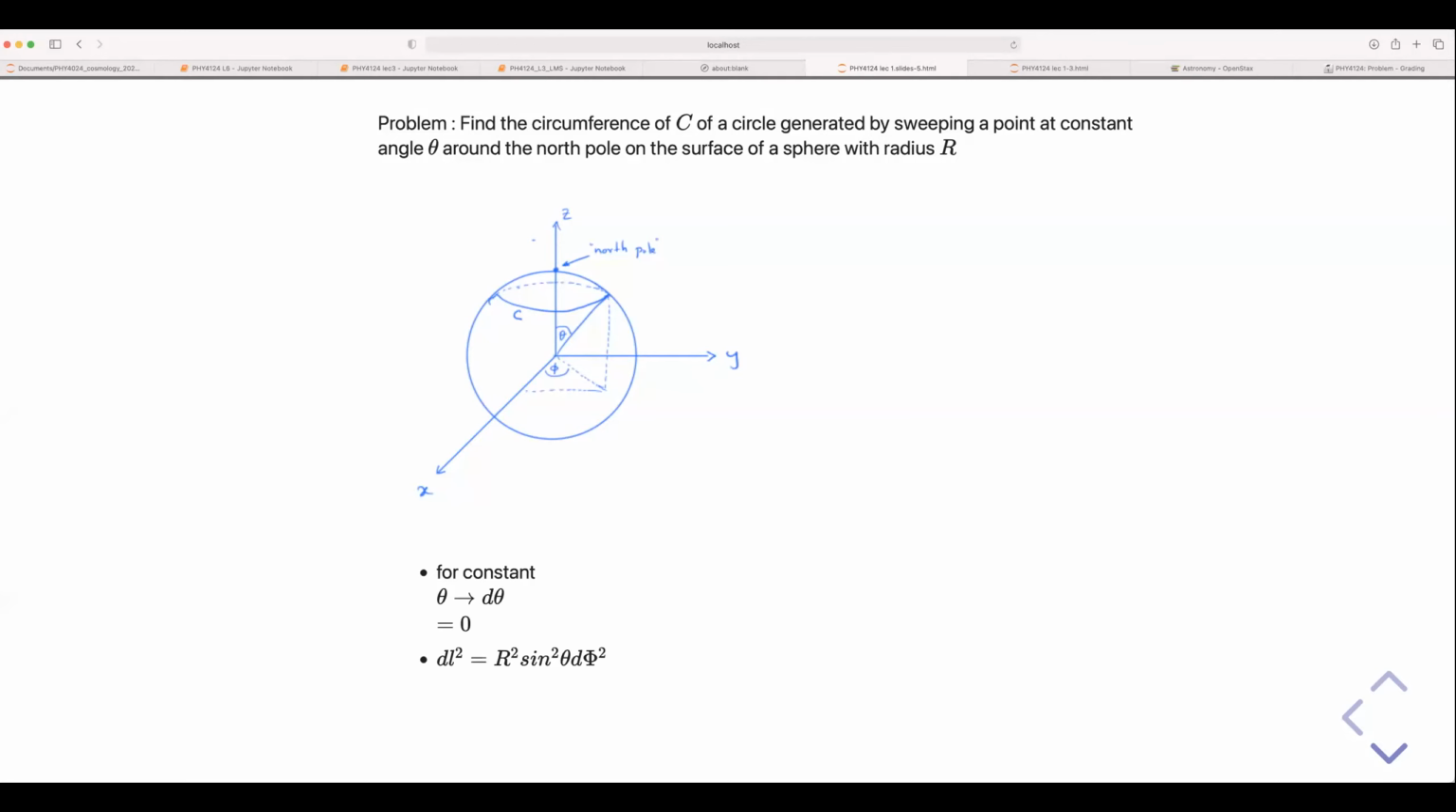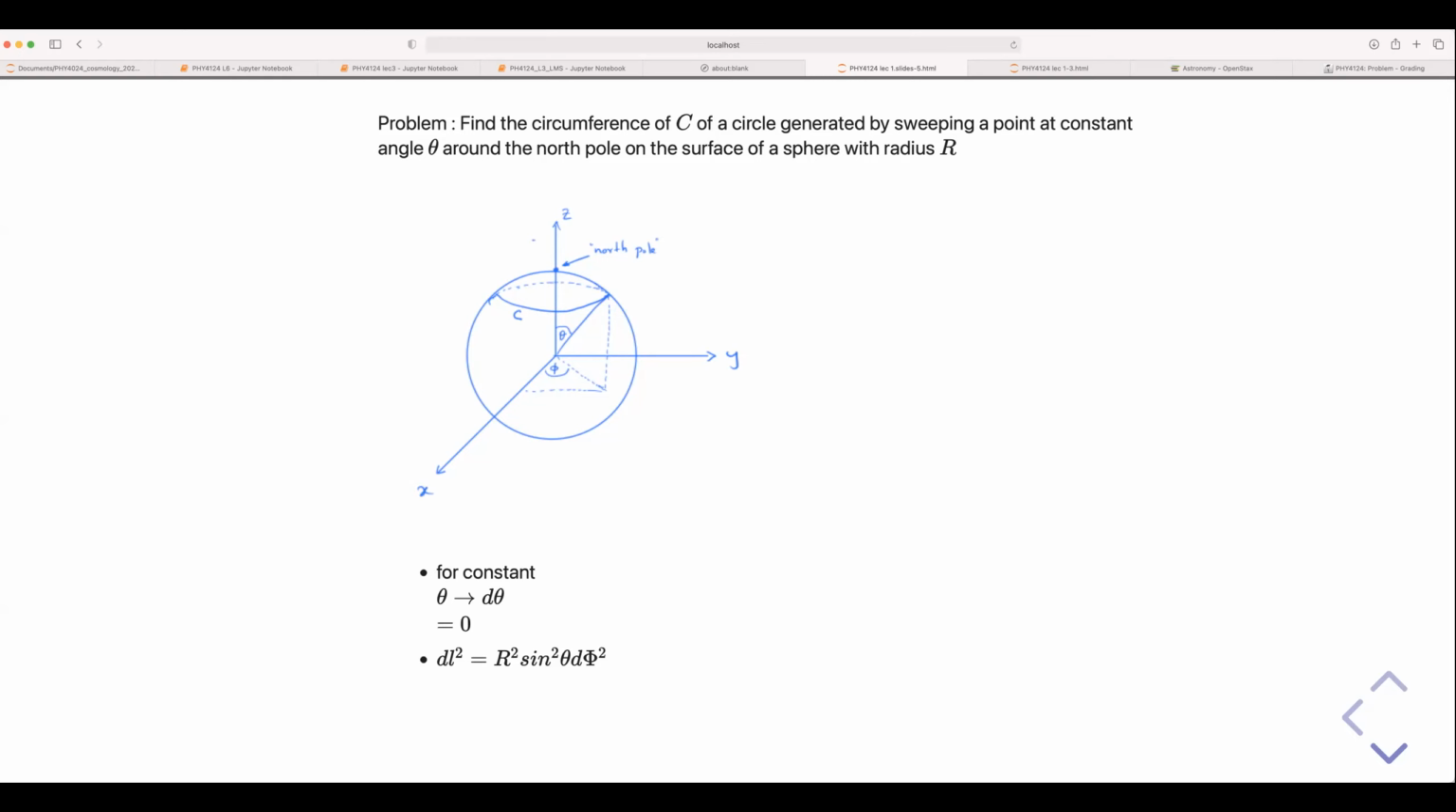into one component, right? Because for three-dimensional spherical coordinates, you normally have three components, that is dr, d theta, and d phi. And since theta is a constant, d theta will be 0, and also when r is constant, dr is 0, right? So you only have one element in the metric, so the equation will be dl squared equal to r squared sine squared theta d phi squared.